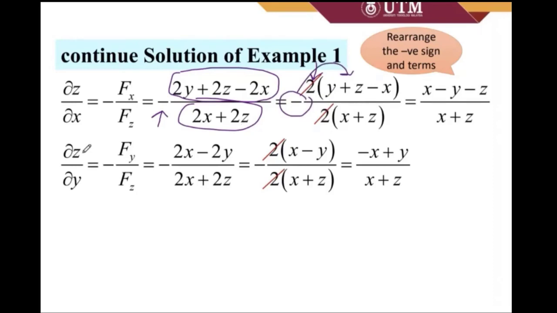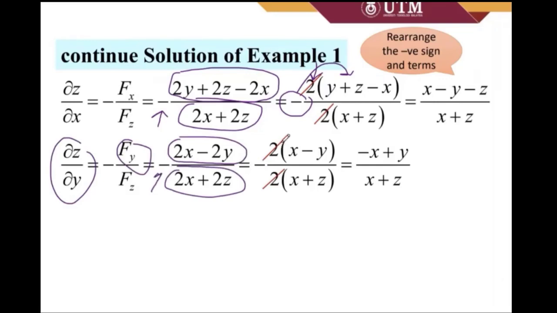So del z del y is equal to negative Fy. Fy is 2x minus 2y. Fz is 2x plus 2z. Don't forget negative. Then you can cancel. Then actually you can give the answer like this also: negative x minus y divided by x plus z. This one is just an extra step.